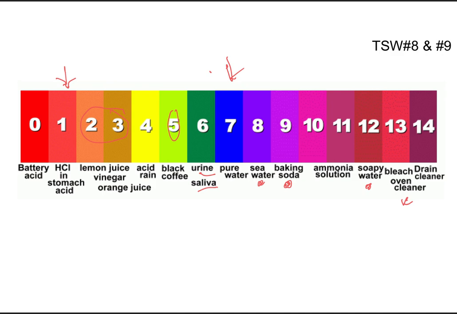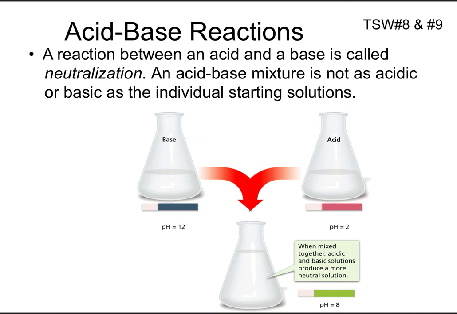So what happens when you mix these two substances together is what we'll go over next. When you mix an acid and base together, it forms a specific kind of reaction called neutralization. All right, an acid and base mixture, when mixed together, forms a solution that is, shall we say, less like the two of those.